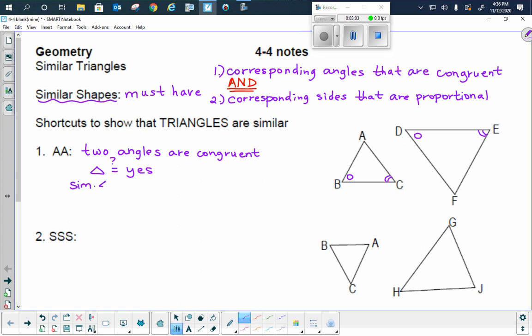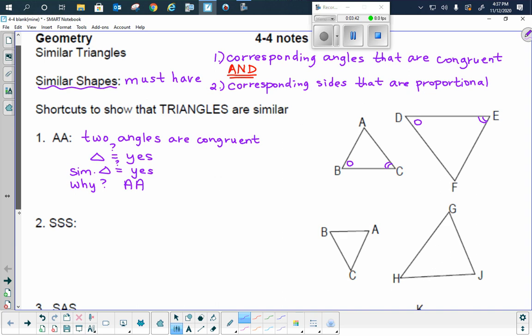Then my next question I'll always ask myself is, is it a similar triangle? I'm going to say yes. And when I say why, usually you have to back it up with why, your reasoning is going to be AA. As simple as 2 angles are congruent. Our abbreviation for that is AA. They have 2 angles that are exactly the same, right? Angle B equals angle D and angle C equals angle E. That's a lot shorter than having to go through what similar shapes must have: corresponding angles that are congruent and corresponding sides that are proportional. So these are their shortcuts.